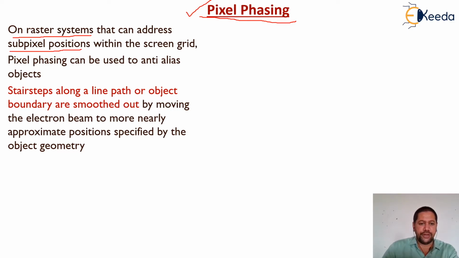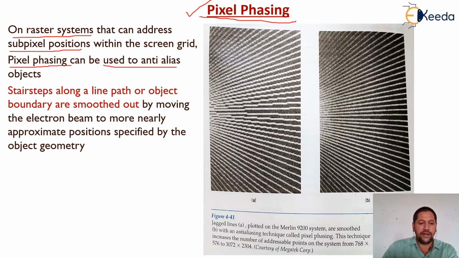By considering the subpixel position within a screen grid, the pixel phasing can be used to anti-alias objects. The stair steps along the line path or the object boundary are smoothed out. So in pixel phasing also we go for smoothing of the stair step or staircase effect on the line path or the object boundary.